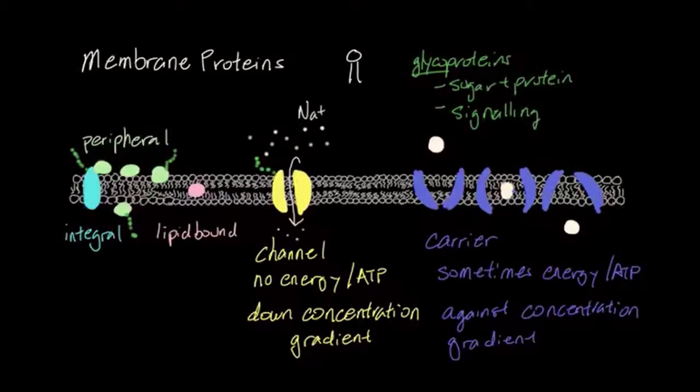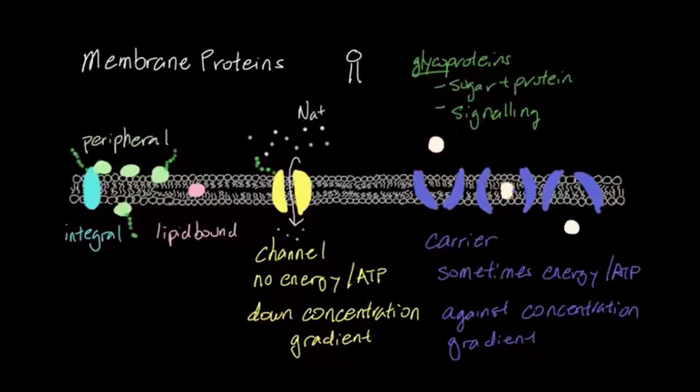So in summary, in this picture that we have drawn out of a cell membrane and several different proteins, we have two main classes of proteins. We have peripheral proteins, which are on the outside of the cell and they're really easy to remove. We have our integral proteins, which are stuck inside the cell and really tough to remove. We have our lipid-bound proteins. We have channel proteins, which allow things to move through the cell by its concentration gradient, and it doesn't require energy and it doesn't require ATP.